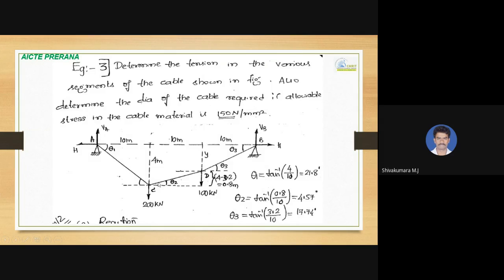And then the calculation of theta 2. The already calculated value is shown here. That is 4 minus 3.2. That 3.2 is nothing but the value of y. I'll show later how we got the value of y as 3.2 meters. However, you take this value of y as 3.2 meters, so 4 minus 3.2 will give you this height. So tan theta 2 equals 0.8 meter divided by 10 meter, so that you will get theta 2 value as 4.57 degree. And then for theta 3, the value of y we know is 3.2 meters divided by 10. So tan inverse of 3.2 by 10, you will get theta 3 value 17.74 degree.